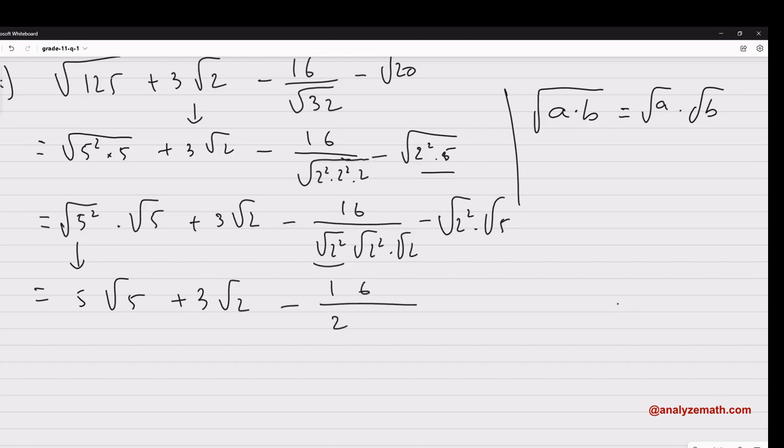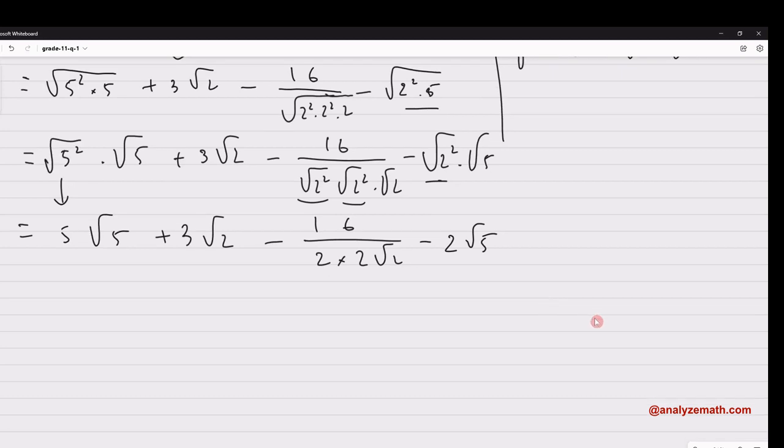This gives me 2. This gives me 2. This gives me square root 2, no change. And this one here gives me 2 square root of 5. Now I have this with the same radicand as this, square root of 5, so I can group 5 minus 2. The factor 5 minus 2 gives me 3.